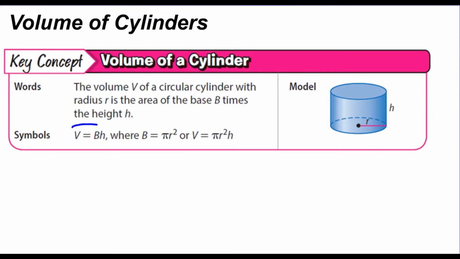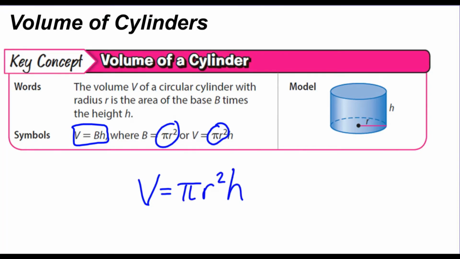So you can see here, we're going to use our volume formula of prisms, where area of the base times height, but the base is always a circle. So we found out how to find the area of a circle a while ago, and that is pi r squared. So we're just going to replace our big B with pi r squared and get our formula for the volume of a cylinder. So the volume of a cylinder is pi r squared times height.